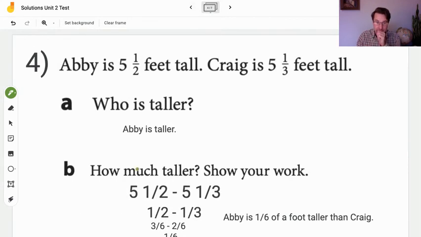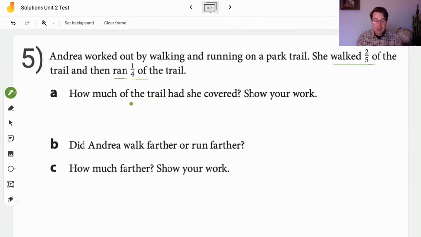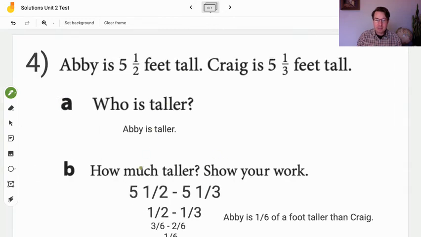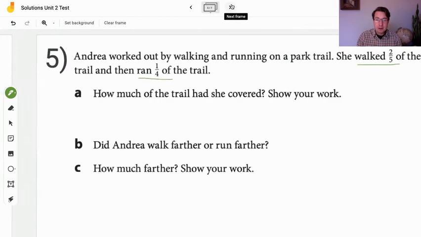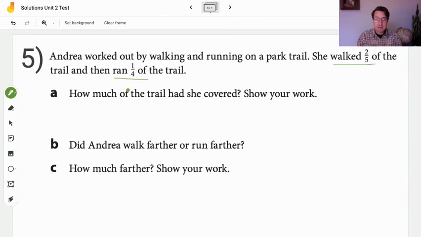So when they said how much taller, this one was subtraction because I wanted to know the difference. But this one actually is, I take my word back. So this was how much of it has she done. This is addition because it wants to know how much has she done, not the difference. So you have to actually read these carefully to know exactly what they're looking for. So how much has she done? 2/5 plus 1/4. Let's pop that out.